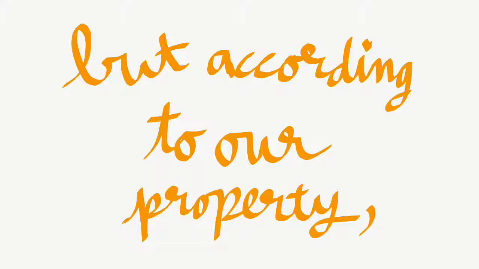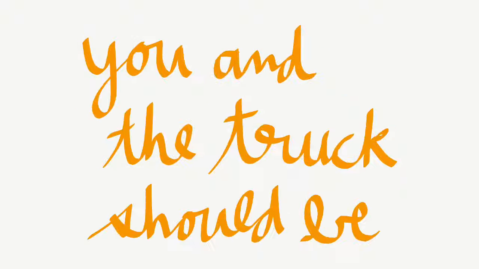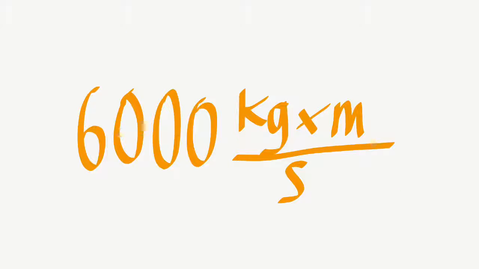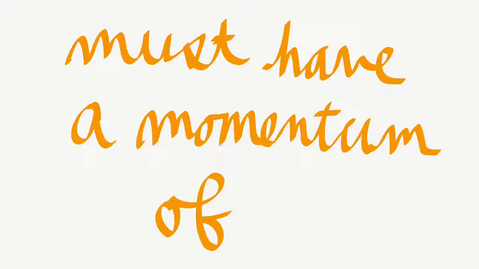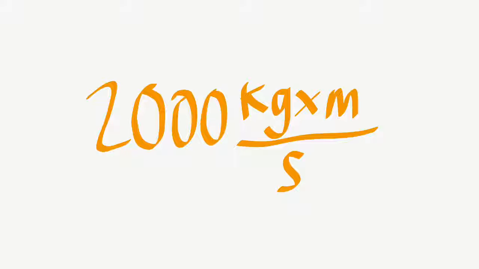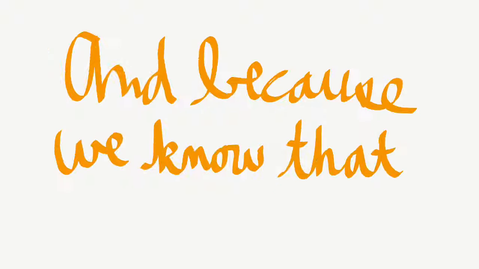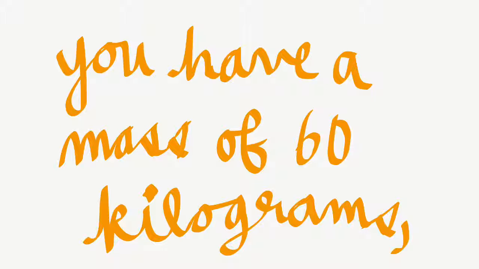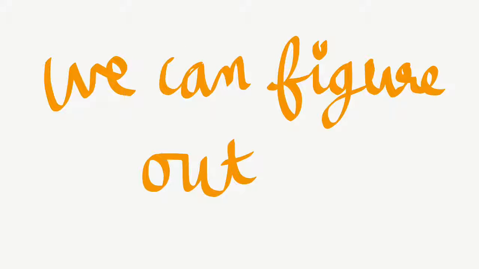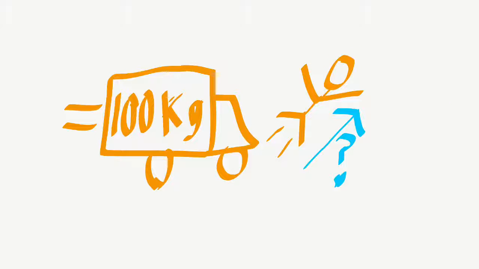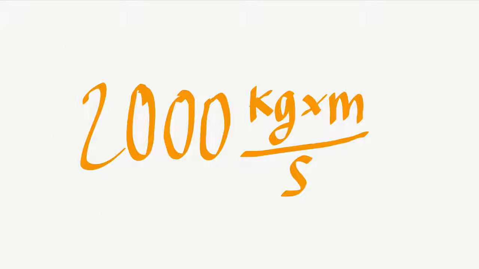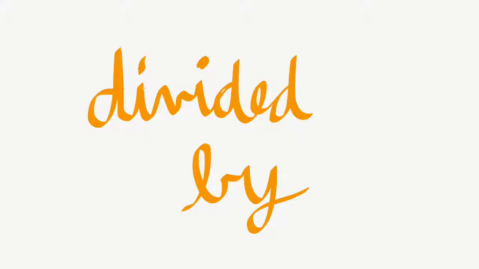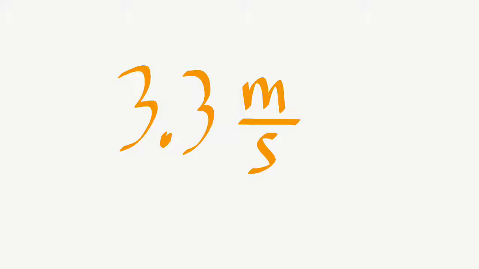But according to our property, the total momenta of you and the truck should be 6,000 kilogram meters per second. That means that you, the human, must have a momentum of 2,000 kilogram meters per second. And because we know that you have a mass of 60 kilograms, we can figure out the speed at which you would be flying after the accident is equal to 2,000 kilogram meters per second divided by 60 kilograms, or around 3.3 meters per second.